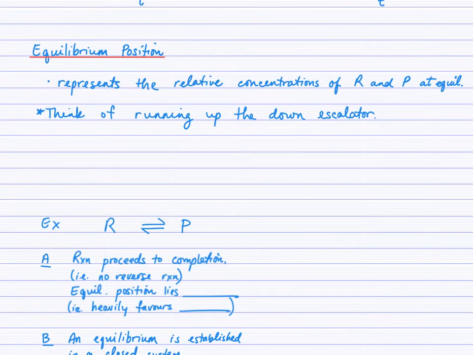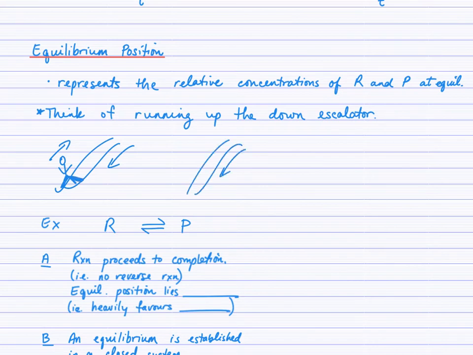Okay, the last part of the video is the concept of equilibrium position, and it represents the relative concentrations of reactants and products at equilibrium. So when you think of running up that down escalator, and we spoke about this in class, the idea that as the escalator is moving down, you may match the escalator's speed near the bottom, in which case your position, if somebody's watching you, you're kind of holding still right about there.